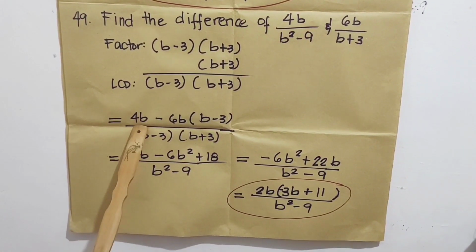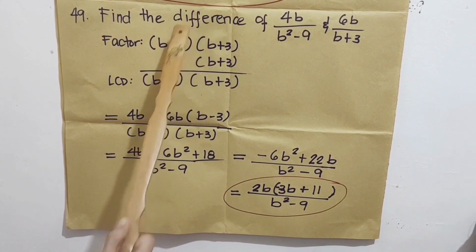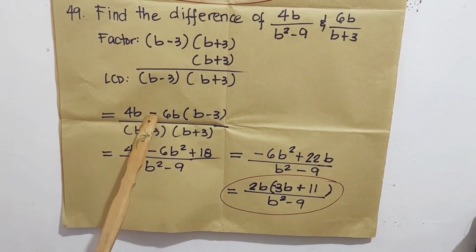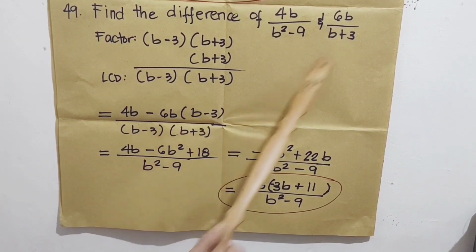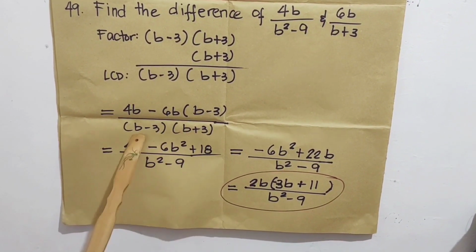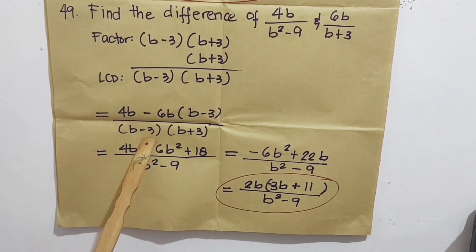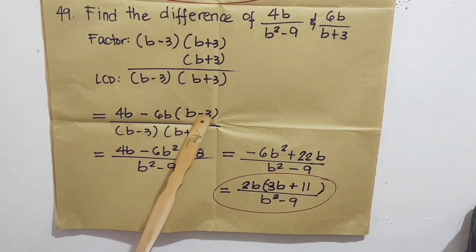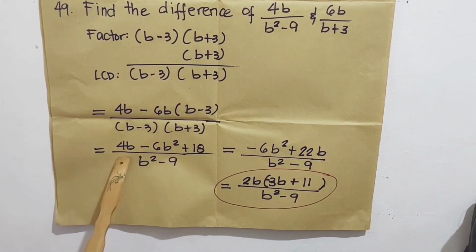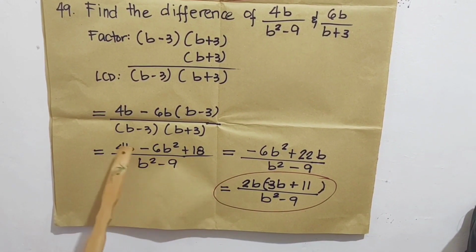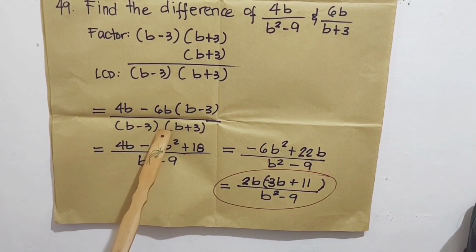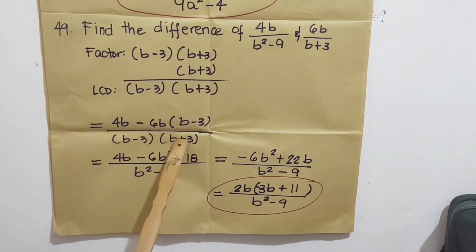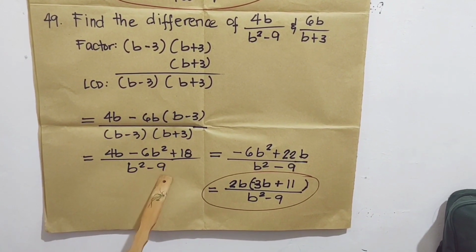That's why the answer is 4b. Then difference means subtraction, so just copy the subtraction symbol here. Then we divide the denominator by the same denominator, cancel, and the remaining is b minus 3. So we multiply it to the numerator. That's why we have 6b times b minus 3. And then the next step is to simplify this one. The result is b squared minus 9, just copy b squared minus 9. We have to combine this, finding the product.